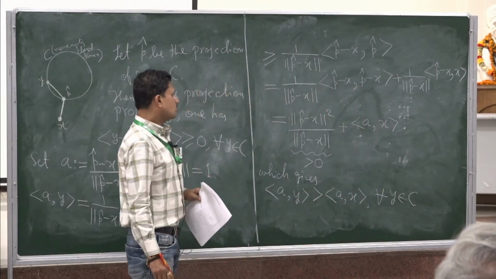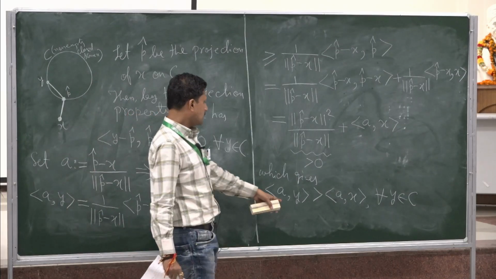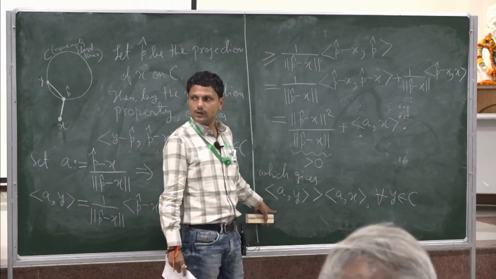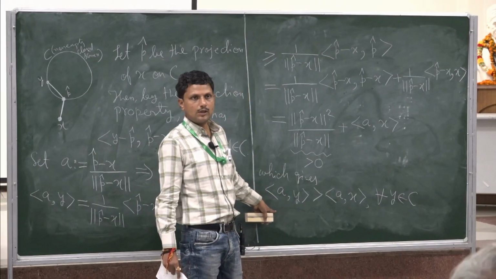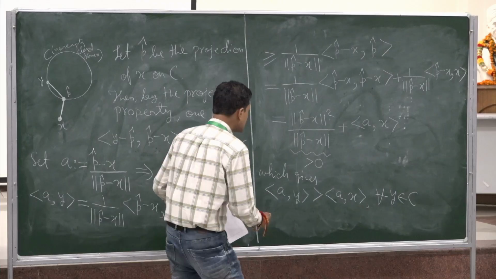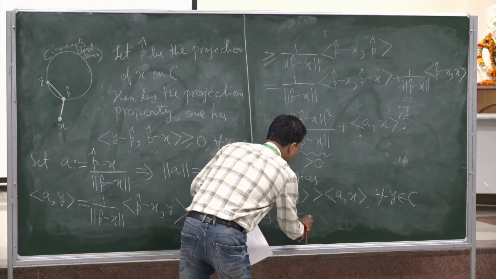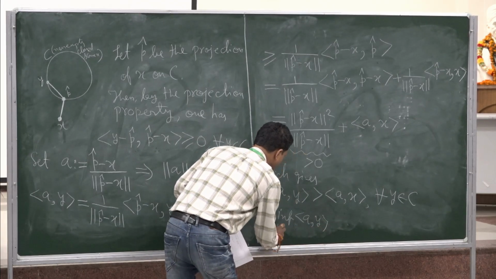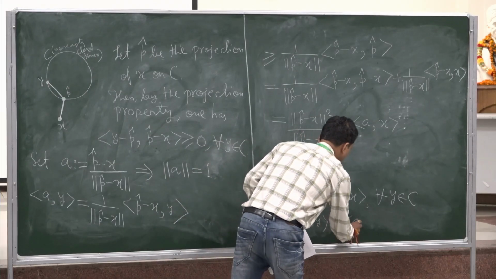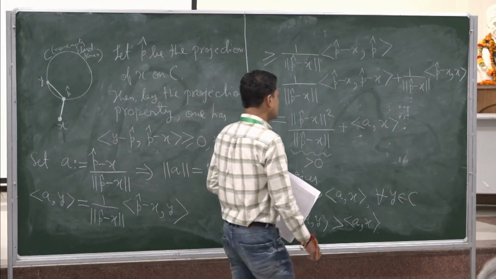And since this is true for any y, this is also true for the infimum of these numbers. We can take the greatest lower bound, right? So that implies that the infimum of a y, where y belongs to C, is actually greater than a of x, right? And this is what we wanted to prove.